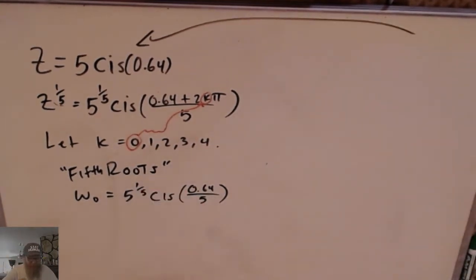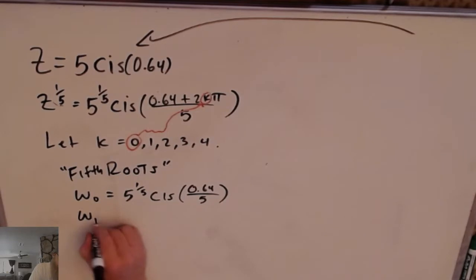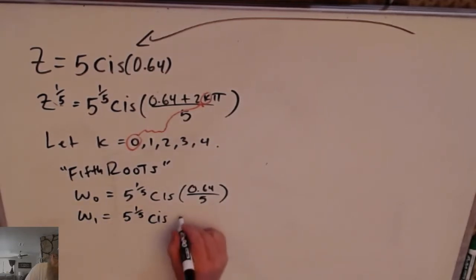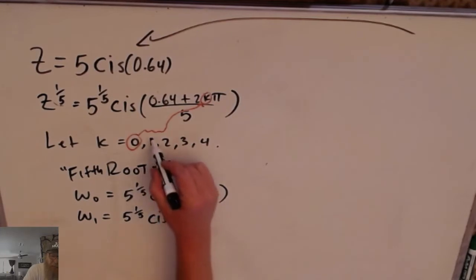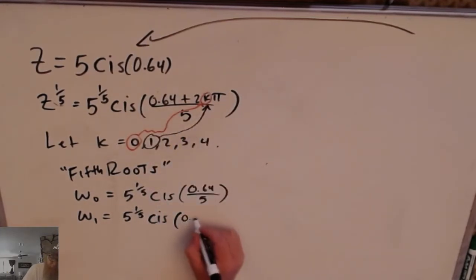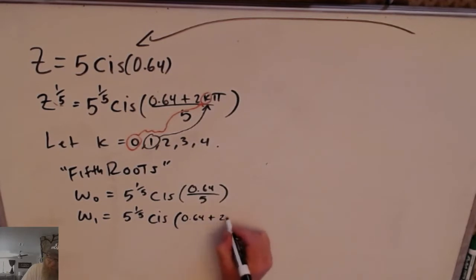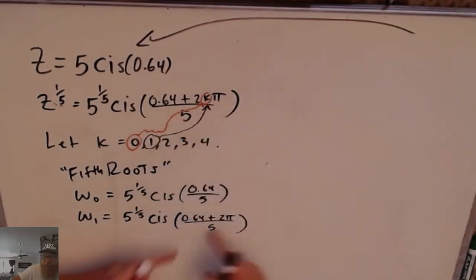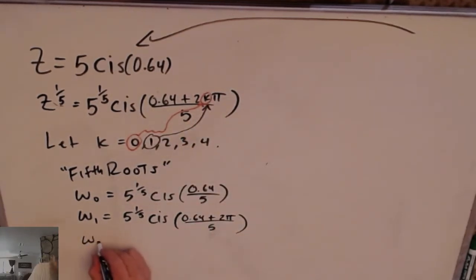Okay, why don't I list them all out, and then I will simplify them all at once. So 5 to the 1/5, CIS. This time we're plugging in 1 for k. So 0.64 plus 2 pi over 5. So each time we plug in a different k, we get a different root.